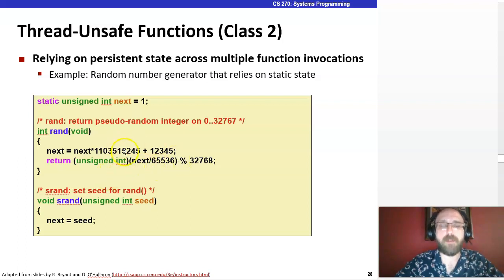Actually, we take some of the bits of the new value and shift them around. This is a division by a power of 2, so really a shift, and mod 32768. So the return value is always between 0 and 32767. So this is how the rand function was classically implemented.